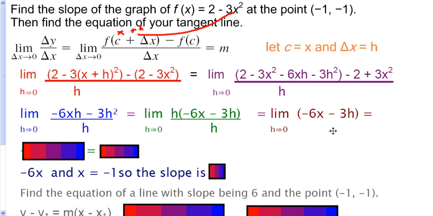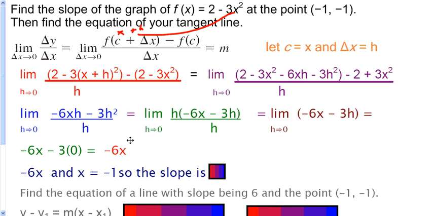we could actually go ahead and take our limit by plugging in 0 for h. So you get a negative 6x minus the 3 times 0, or just a negative 6x. That's your derivative. Now, some of you might be tempted to think, well, negative 6 would be my slope because that's the number in front of x.